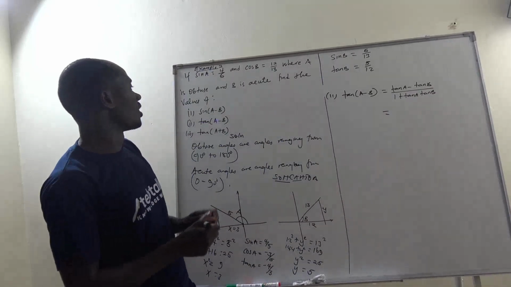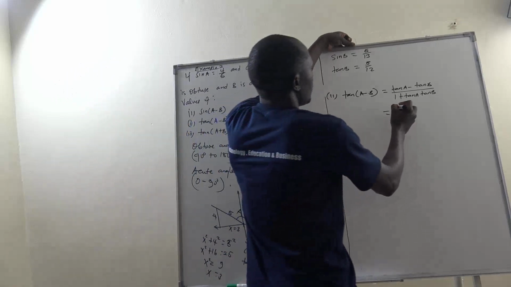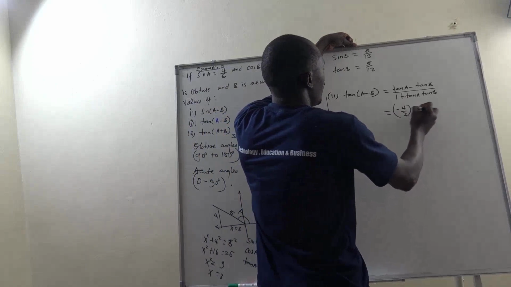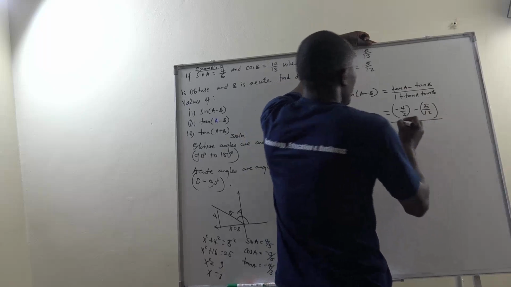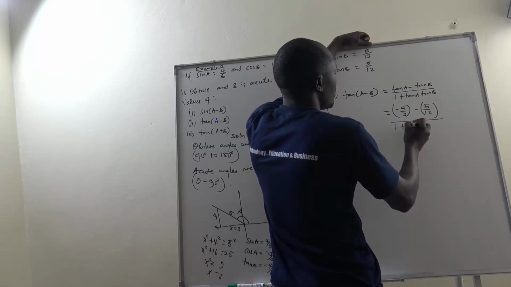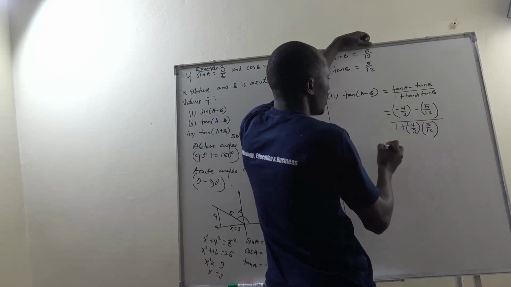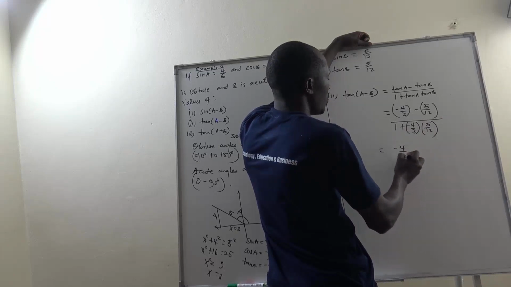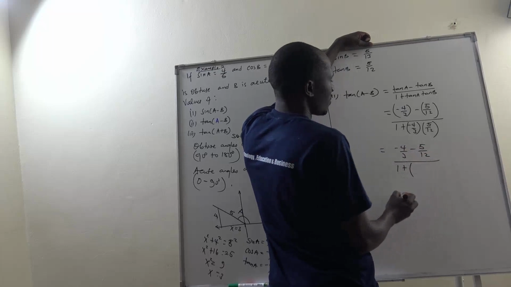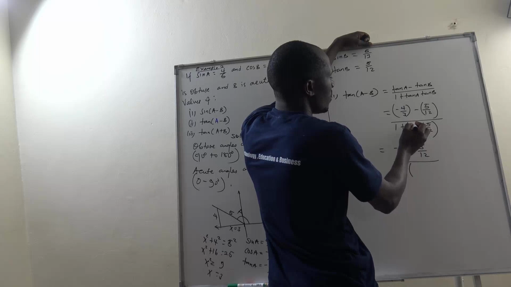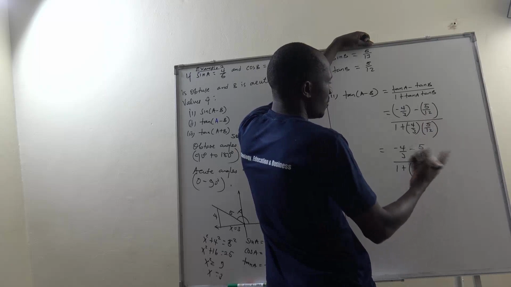Tan of A is already given to you as negative 4 out of 3. Negative 4 out of 3 minus tan of B, which is 5 out of 12, all over 1 plus tan A, negative 4 out of 3, tan B, 5 out of 12. So can we go ahead? So this is the same as negative 4 out of 3 minus 5 out of 12 all over 1 plus negative 4. You can reduce, a 4 goes there. How many times? 3.